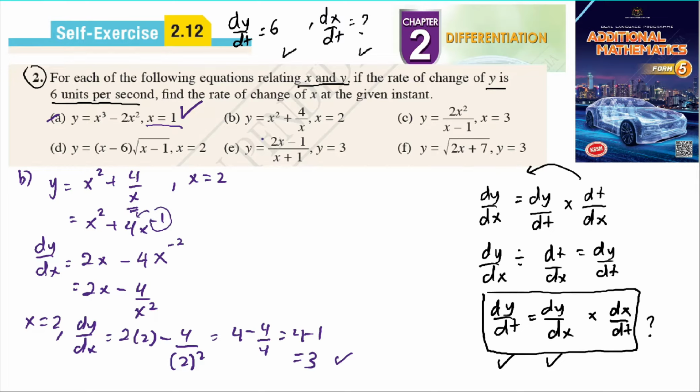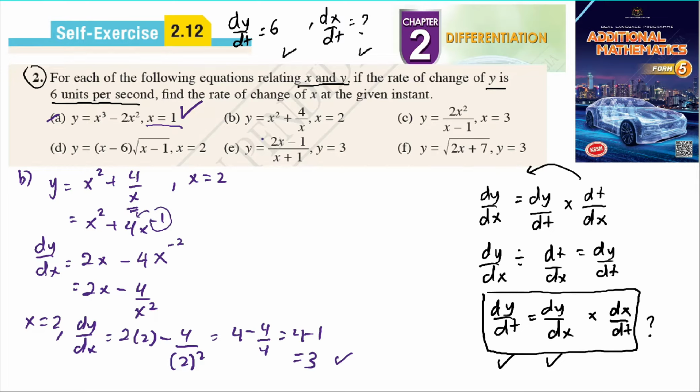So C, y is equal to 2x squared divided by x minus 1. So this one you cannot just differentiate like that. You need to use the quotient rule. So this one, dy over dx is equal to, when we have a fraction like this, v du over dx minus u dv over dx, divided by v squared.